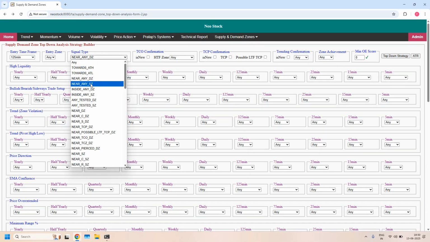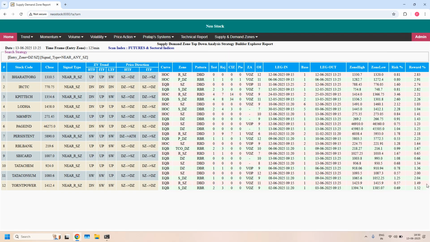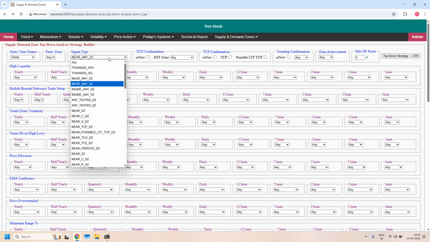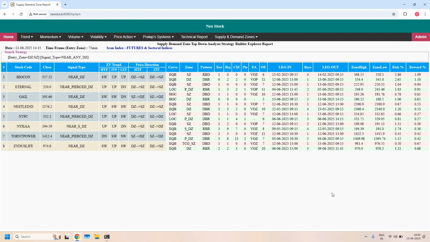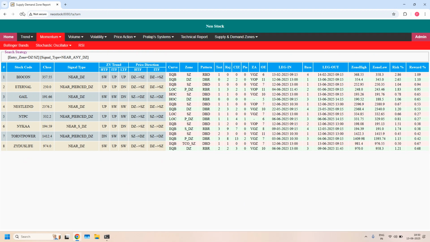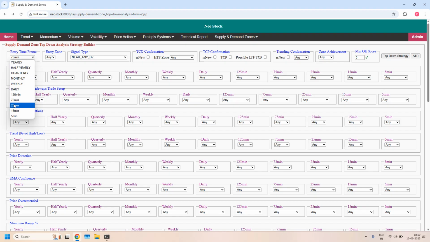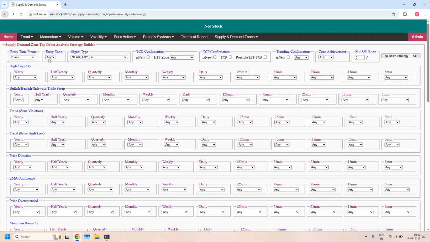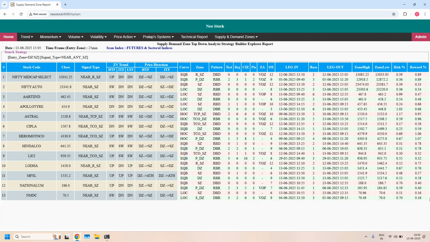Next, stocks near to the 125 minute supply zone. We got 12 stocks. Okay, next time frame is 75 minutes. Stocks near to the 75 minutes demand zone, we got 8 stocks. But 75 we already generated, so I'm going to the 25 minutes time frame. Stocks near to the 25 minutes demand zone, we got 7 stocks. Next, stocks near to the 25 minutes supply zone, we got 13 stocks.